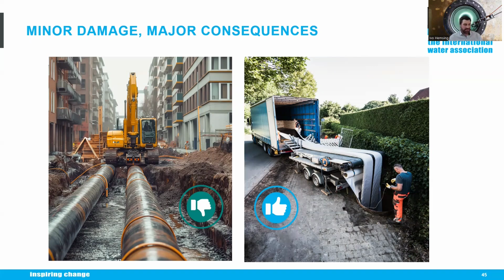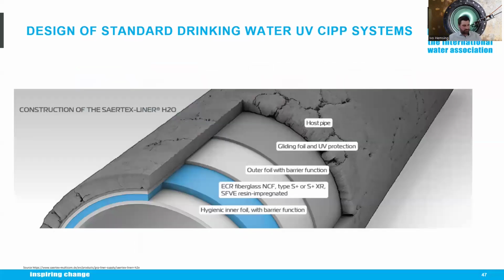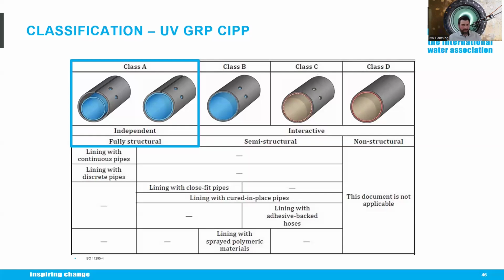Project produces up to 70% less CO2 emissions than digging and installing new pipes. But first, I would like to classify this technology. That is UV cured glass reinforced plastic, using this table in the standard ISO 11295.